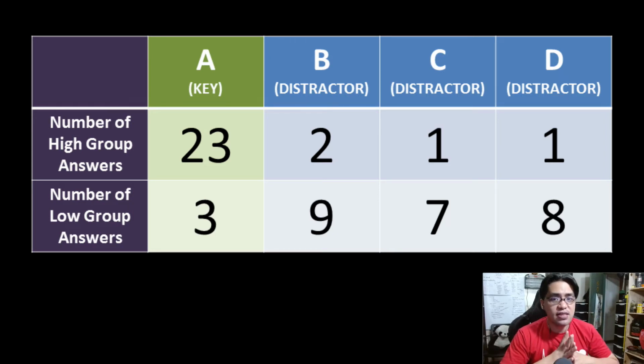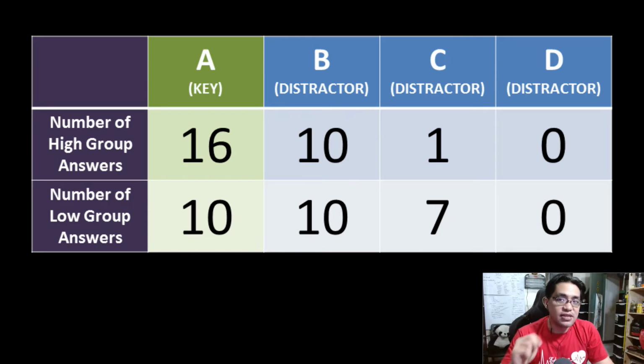There are more students in the low group than students in the high group that answered the distractors. This indicates that the distractors are doing their job properly in appearing as the correct answer for students who did not learn the subject material properly. Again, this situation is not perfect, but it can still be considered a good question with good distractors.